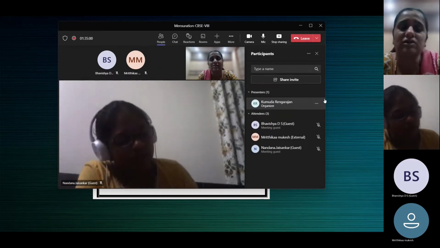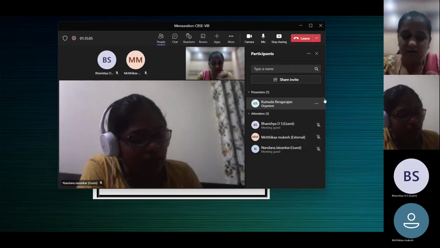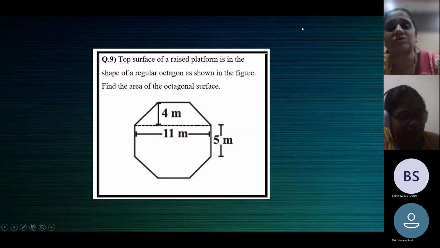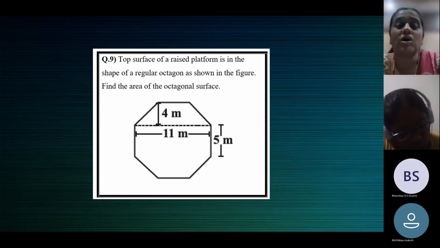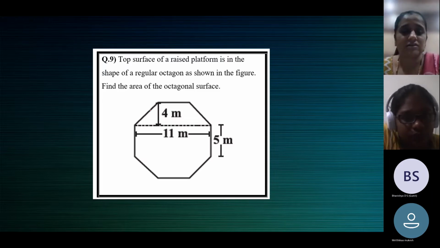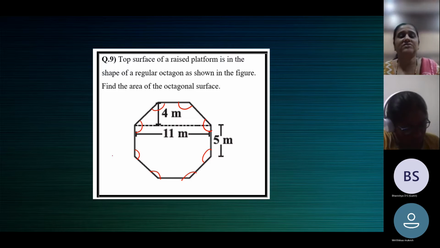A square is a regular quadrilateral. All sides are equal, all angles are equal. So here also, it's given to be a regular octagon. Regular meaning all the 8 sides of the octagon are equal and all the 8 angles. Where are the angles? 1, 2, 3, 4, 5, 6, 7, 8. These 8 interior angles are also equal.